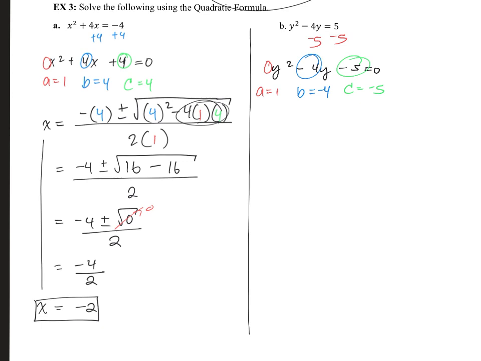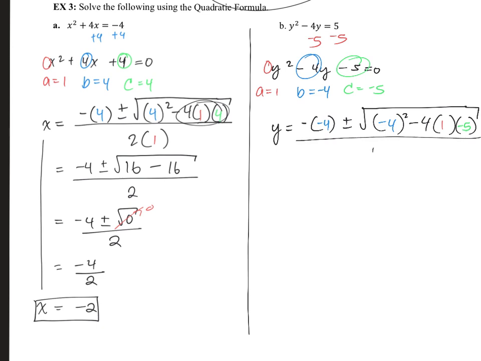Okay, so let's go ahead and write our quadratic equation down. You might be tempted to say x equals, but remember, what are we solving for? We're solving for y, so we're not going to write x equals. Please be careful. Y equals negative b, so negative 4, plus or minus the square root of b squared minus 4ac. So a is 1, c is negative 5. All over 2 times a.